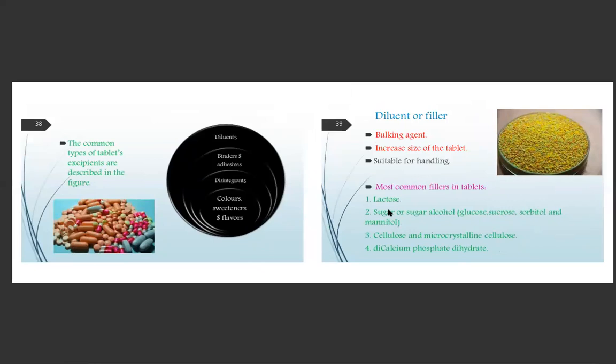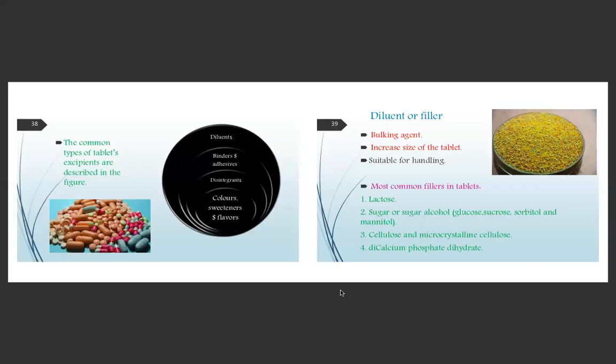Okay, so the common types of tablet excipients are described in this. I'll be telling you again with examples, because with the same example for any type of tablet being asked in the exam, you can write the same, but emphasizing the main ingredient used in specific tablets.